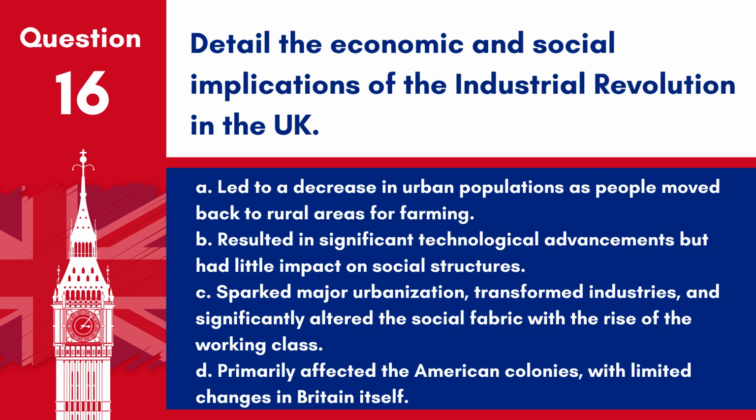Question 16. Detail the economic and social implications of the Industrial Revolution in the UK. A. Led to a decrease in urban populations as people moved back to rural areas for farming. B. Resulted in significant technological advancements but had little impact on social structures. C. Sparked major urbanization, transformed industries, and significantly altered the social fabric with the rise of the working class. D. Primarily affected the American colonies, with limited changes in Britain itself.